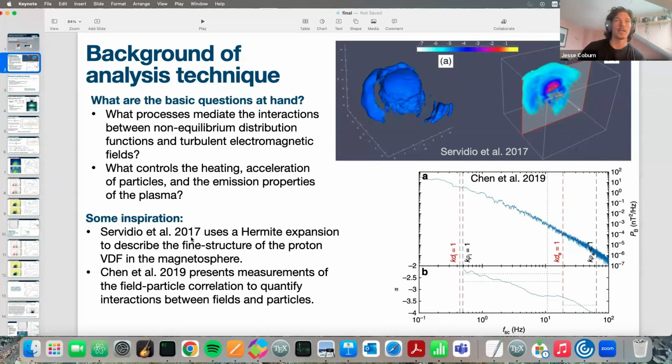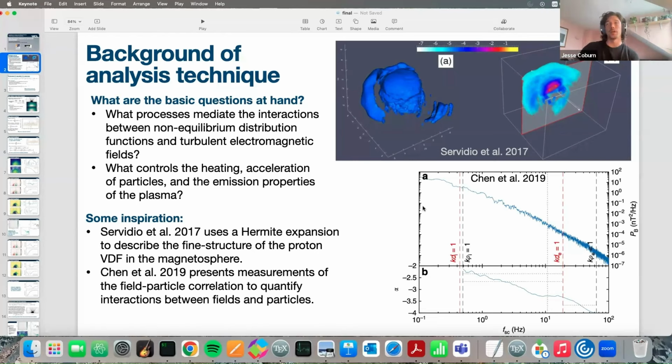This Hermite expansion allows you to quantify what I would call fine structure. This was part of the inspiration for the technique that I'm going to show you today: being able to describe beams and all these crazy structures, right? That's the power of this technique, and the beauty of space plasma physics.